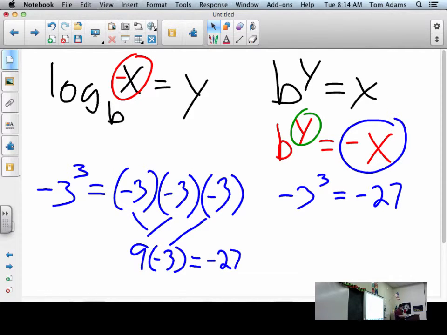Okay? Does that make sense to you guys? Okay. Now, when we talk about bases, in general, we don't use a negative base. Does that make sense? In general, most of the time the base is positive. Now, if it's positive, I'll never get a negative number. Does that make sense?